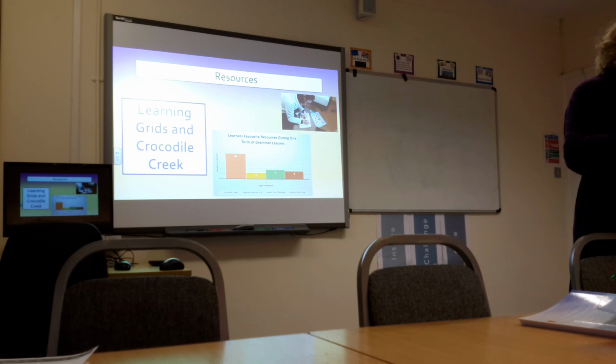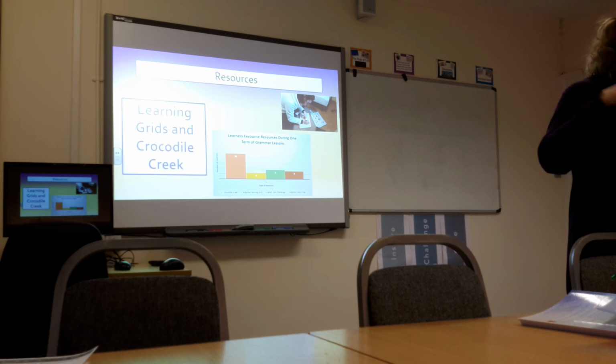And I used it as sentence building. I did one with different types of nouns, and they had to create a sentence using the nouns across the grid, and I had increasingly difficult and bigger crocodile creeks for them to cross if they wanted to take the challenge.